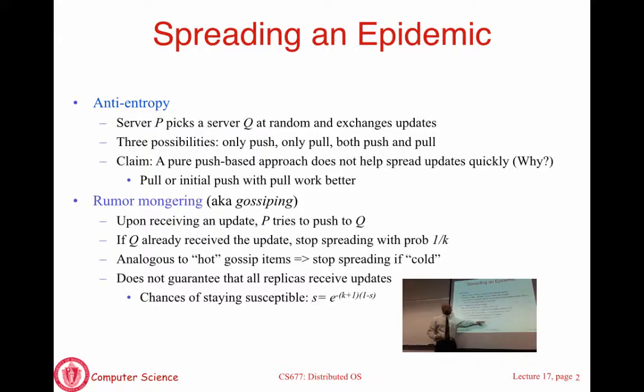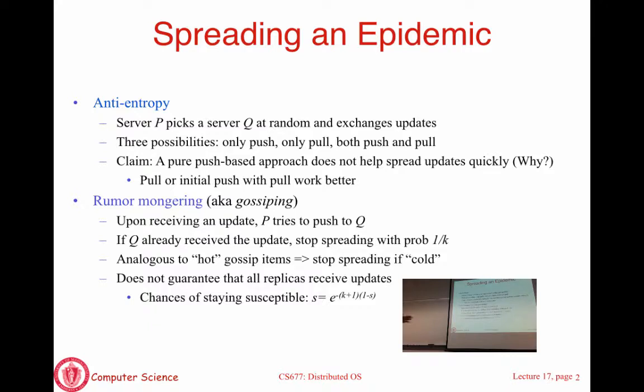The protocol will say that the probability that some server has not seen the update at all is going to be this exponential probability, where e to the minus (K+1)/(1-S) is the probability that you're going to stay susceptible. So you'll say that it's exponentially small, but there is a non-zero probability. That's the way to keep that in mind. It's 1 over e to the power something. So that's a very small probability, but there is going to be some chance that you will actually never see the update.